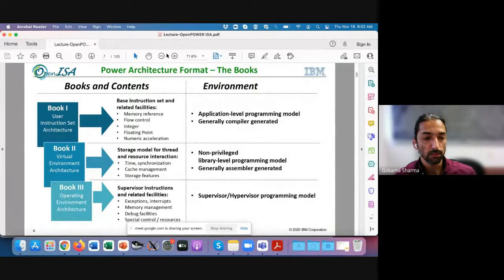So basically, you talk about how you do the time synchronization, how you do resource synchronization, how you manage cache. Because when you talk about running different threads, then you have to worry about running a cache coherence protocol that makes sure that the data that is accessed by two or more threads and processors is coherent all the time. So cache coherence is a major problem when you talk about multi-core computing sharing the same shared memory. Similarly, storage features are covered in book second.